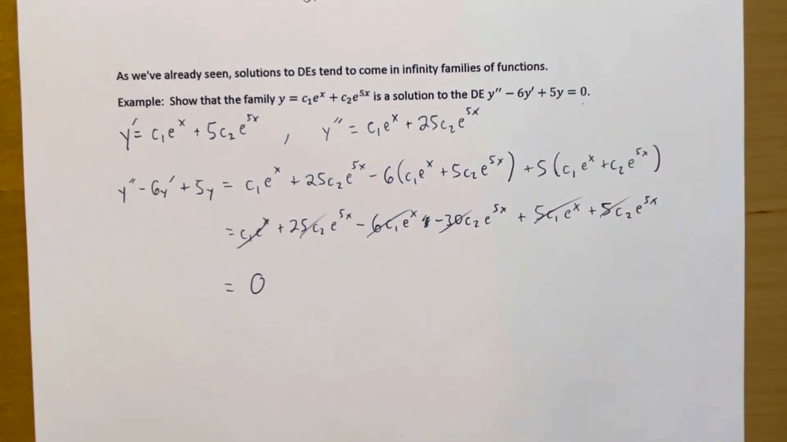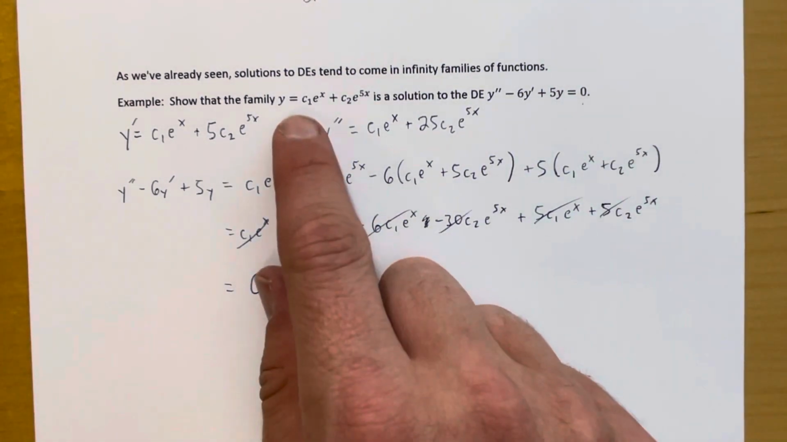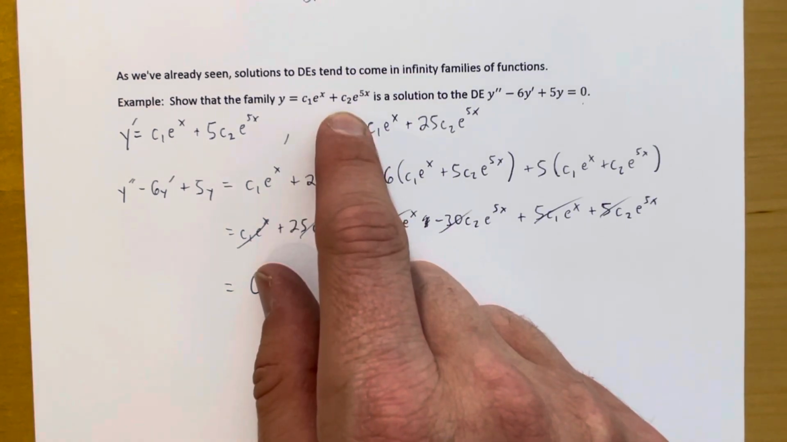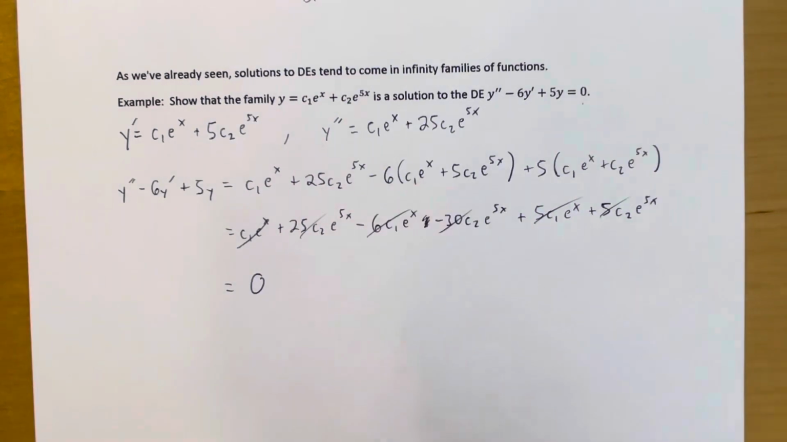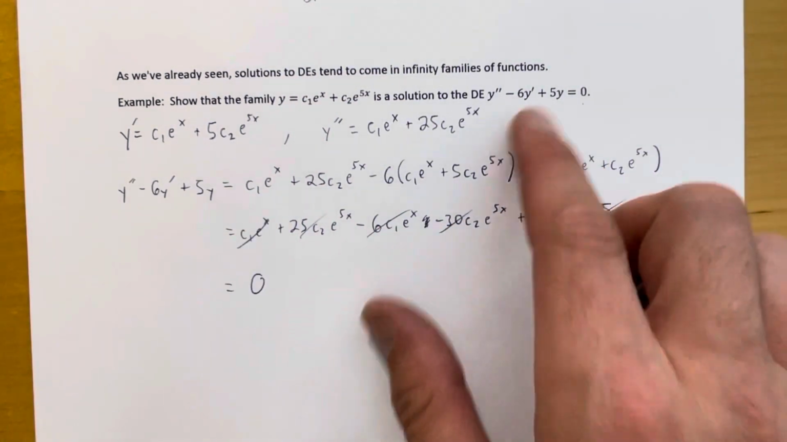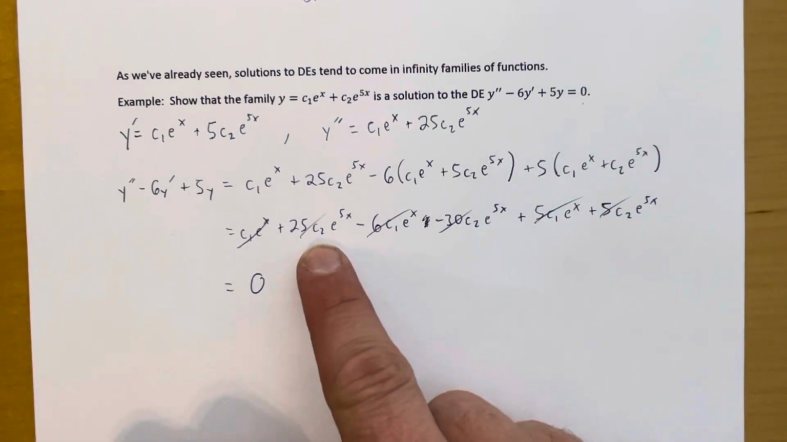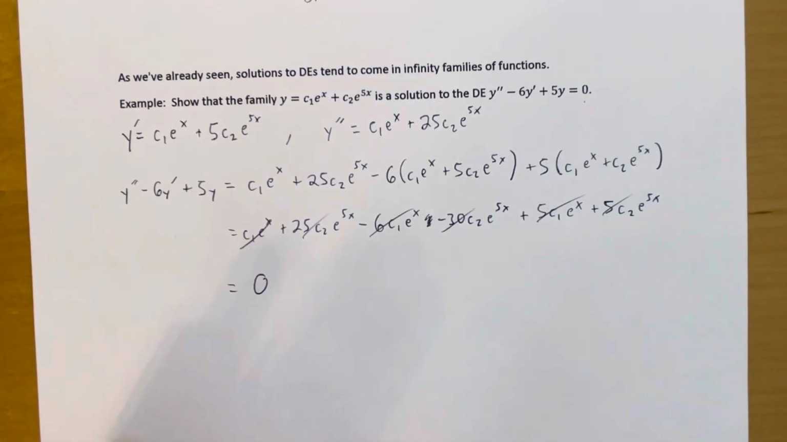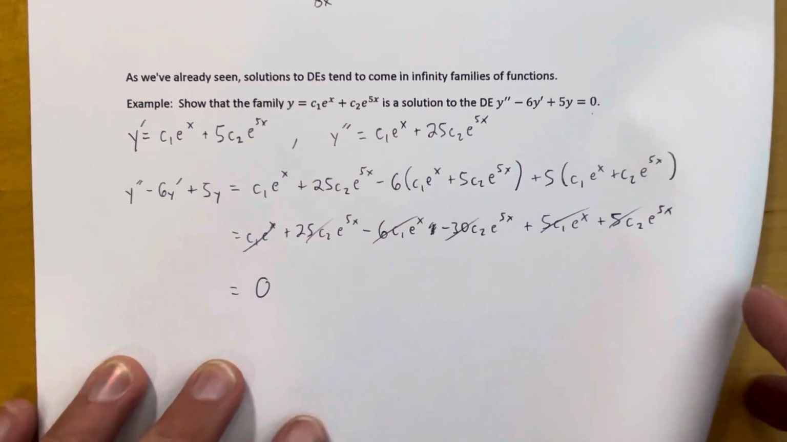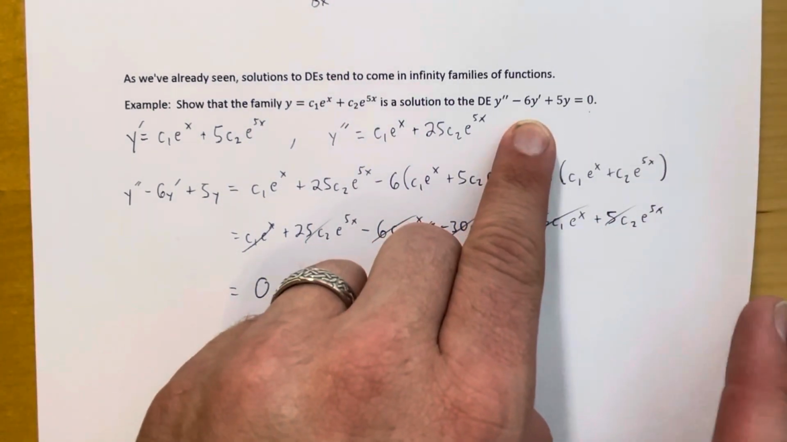So what this tells me is that regardless of what c1 or c2 are equal to, as long as they're constants, that will always result in a function that satisfies this equation. Notice the c1 and the c2 didn't ultimately matter what they were equal to here. Okay, so that verifies that the entire family of functions forms a set of solutions to this DE right here.